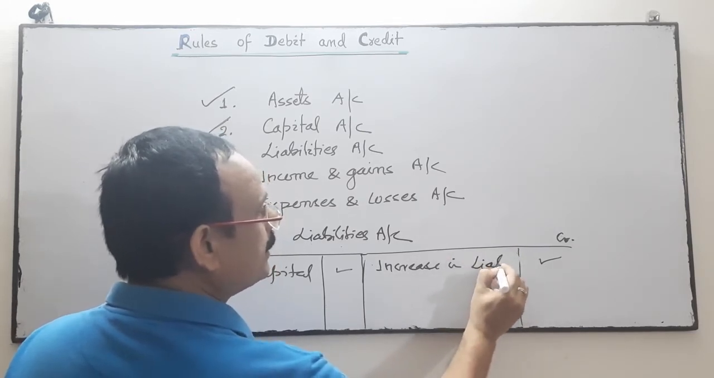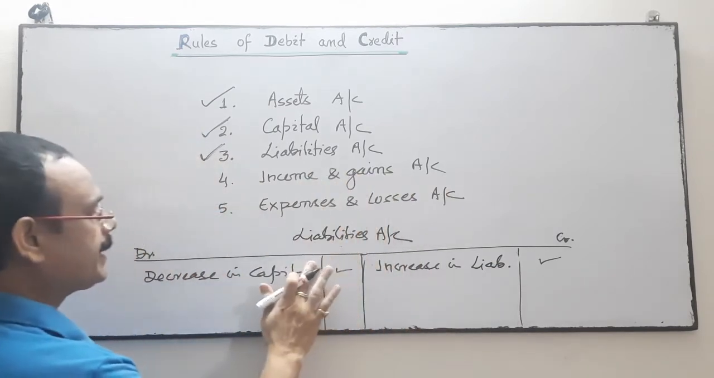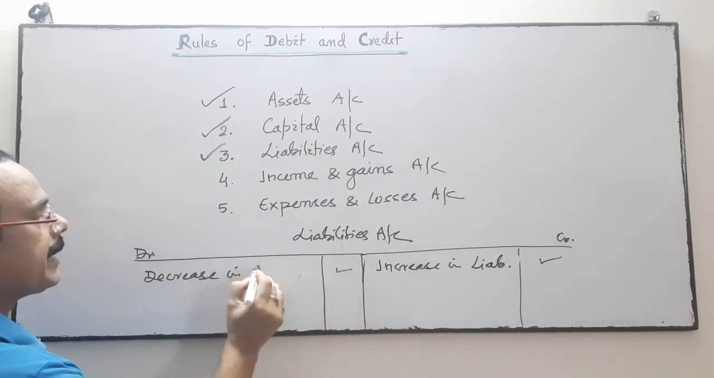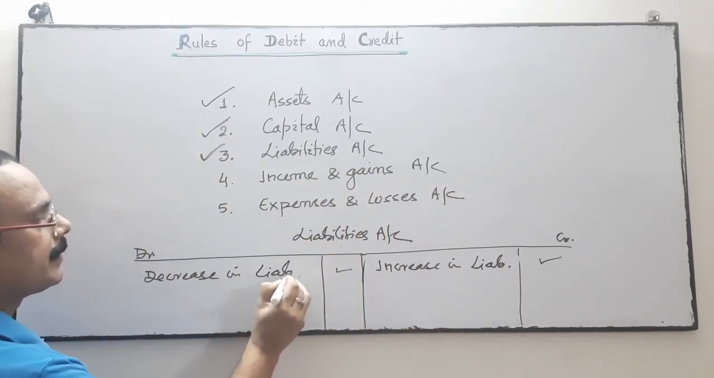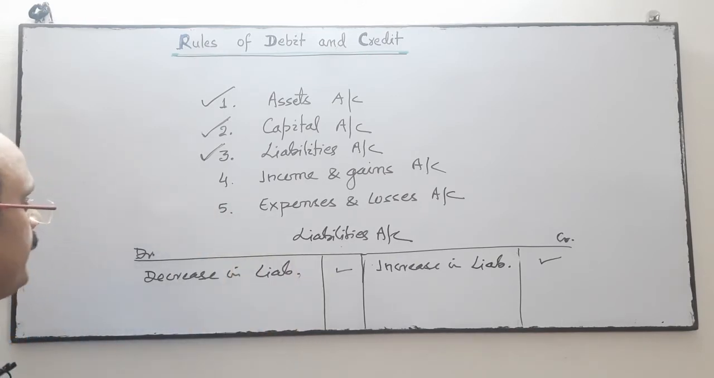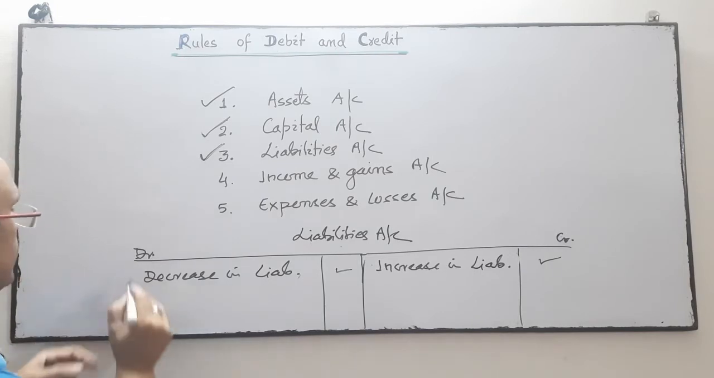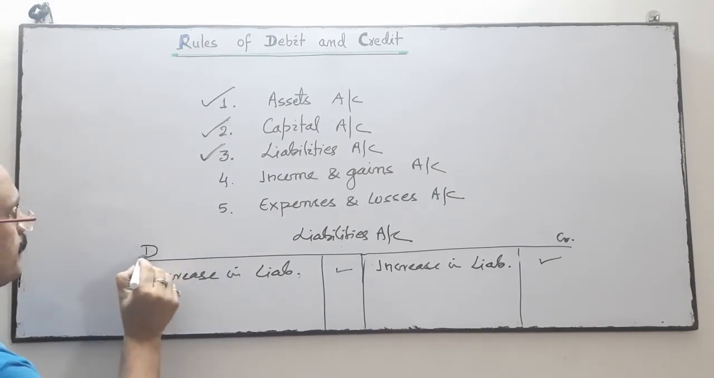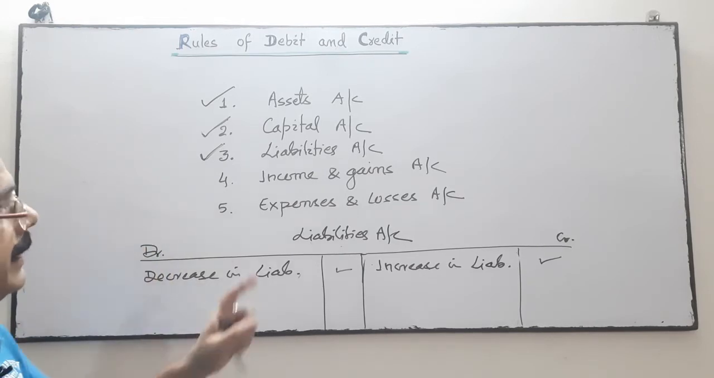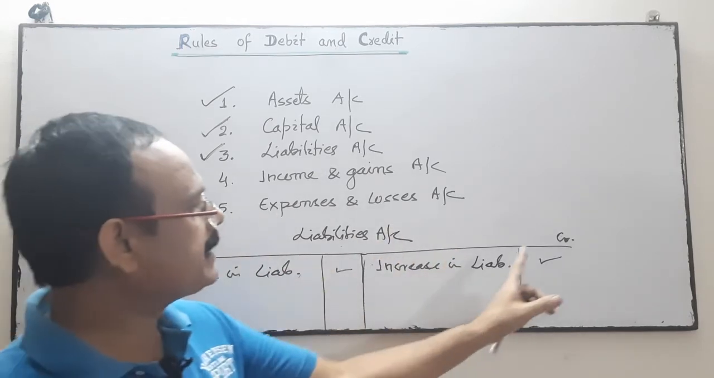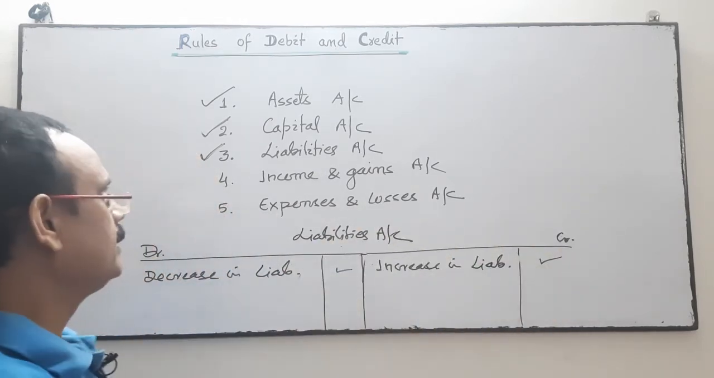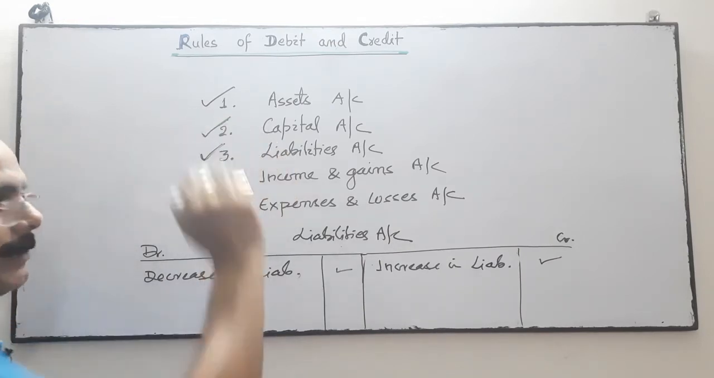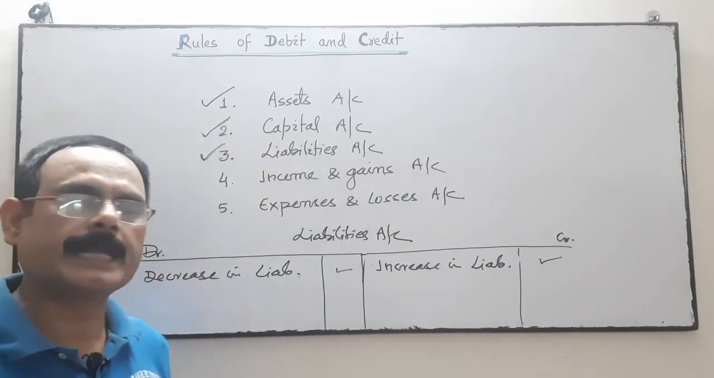Increase in liability will be credited, and decrease in liability will be debited. We debit the decrease in liability and credit the increase in liability. So the rules of capital and liability are the same.